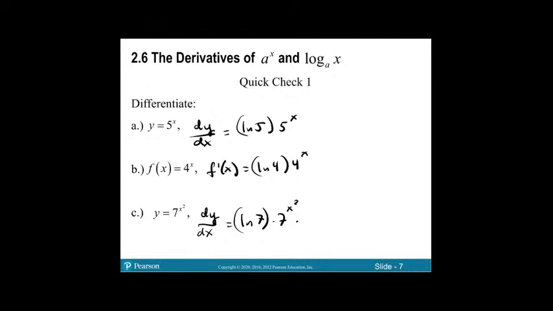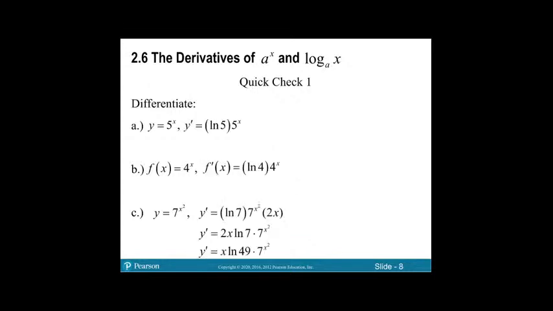Natural log of 5 times that, natural log of 4 times that. Let's see. Okay, so the 2 can go to the exponent and it becomes 7 squared, which gives us 49, right? So we could take it a little further. I did stop a little early. Okay.